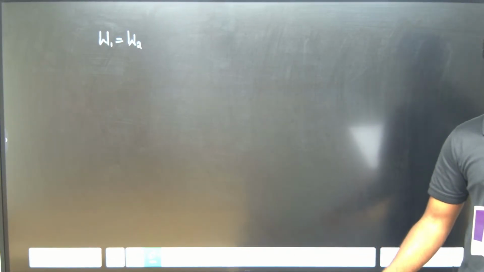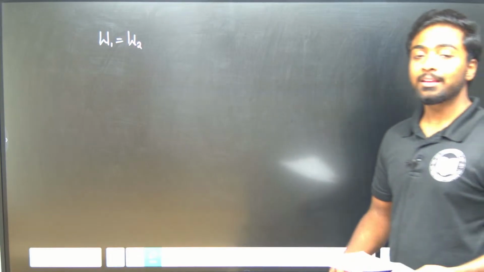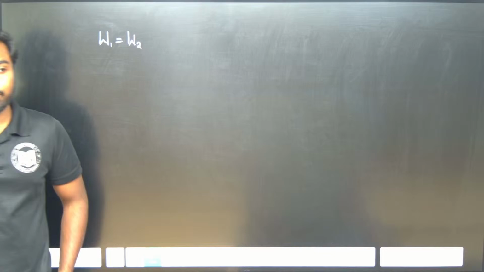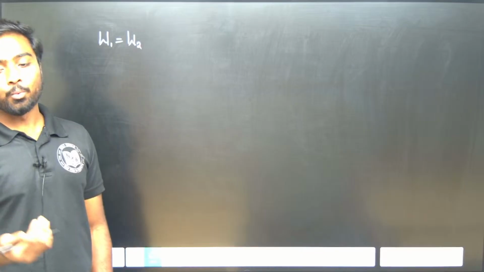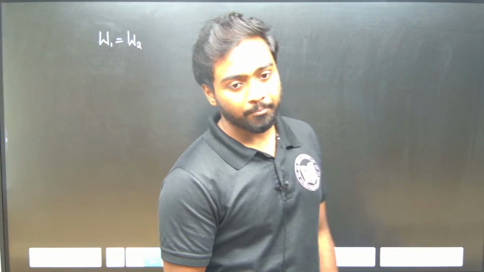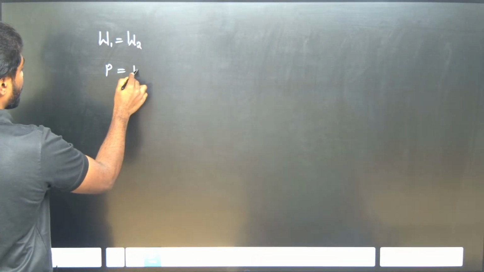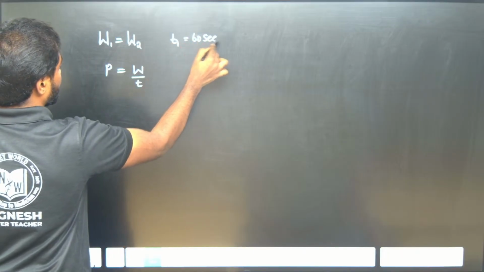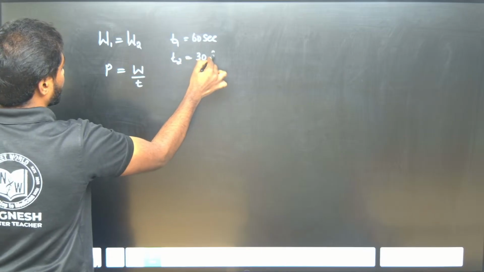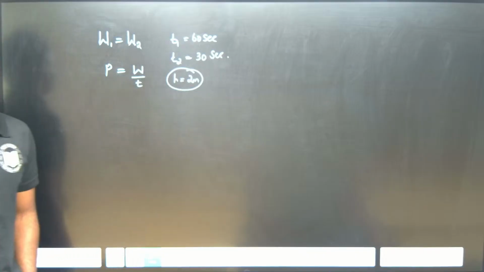So which one has the greater power, and which one has used the greatest energy? This is the question. So power, if I find, I can say power is equal to work done by time, right. So now I can say that power is equal to work done by time, T1 is equal to 60 seconds, T2 is equal to 30 seconds. Can you find now? H is equal to 2 meter, H is equal to 2 meter.